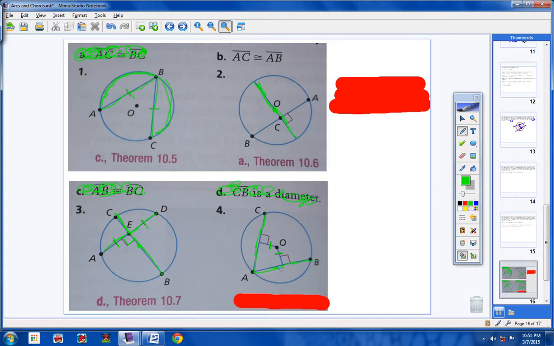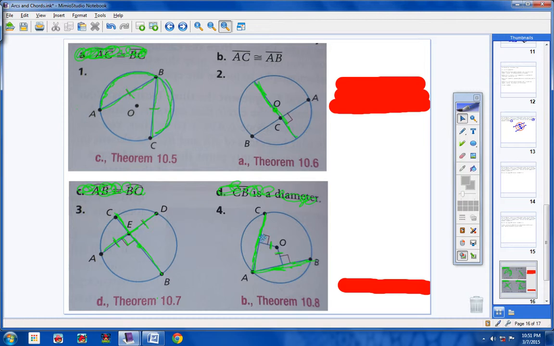So letter B for number 4. And it's theorem 10.8 that says what I just said. If two chords are equidistant from the center, then those two chords are congruent. Almost done, guys. Here we go.